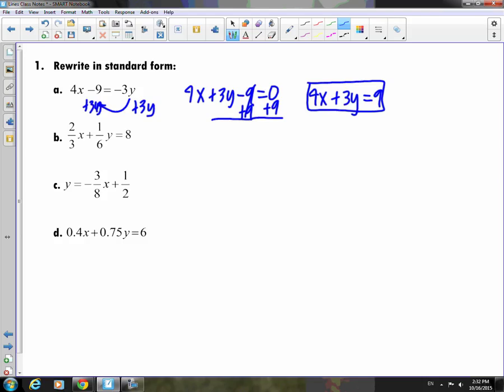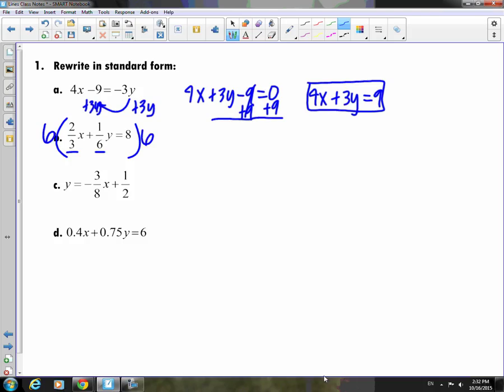So if I try question B, I have my x and my y in the correct order, however I have fractions and they need to be integers. So what I want to do is I want to clear them out. So I'm going to look at my denominators, which are 3 and 6, and I think to myself, what could clear out both a 3 and 6? So I really want to multiply by the common denominator. So the common denominator of 3 and 6 would be 6. So I'm going to multiply both sides of the equation by 6.